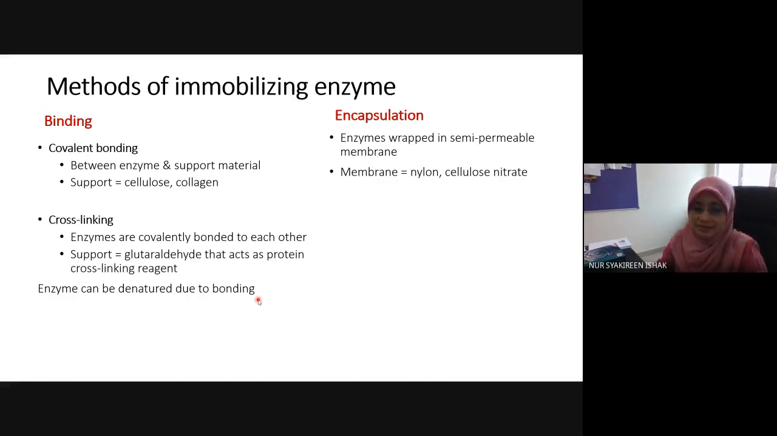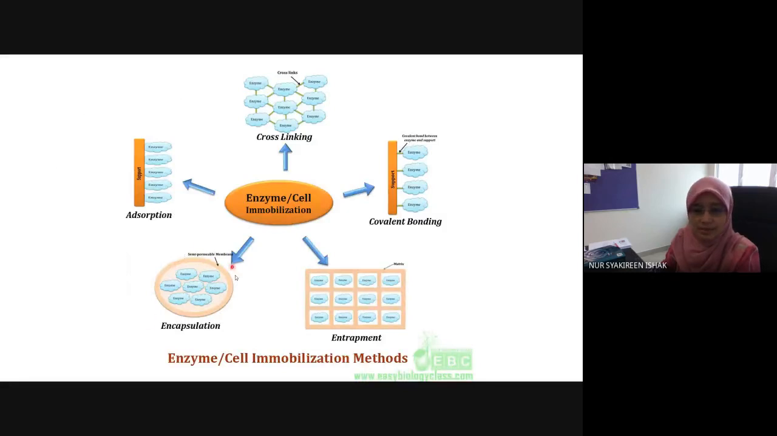Enzyme can be denatured. And then for encapsulation, the enzyme is wrapped in a semi-permeable membrane. The membrane is composed of nylon or cellulose nitrate. So for immobilized enzyme, you can have adsorption, cross-linking, covalent bonding, entrapment or encapsulation. What is the advantage? You can easily isolate the products from the enzyme, and the enzyme can be reused repeatedly over and over again without loss in the reaction.